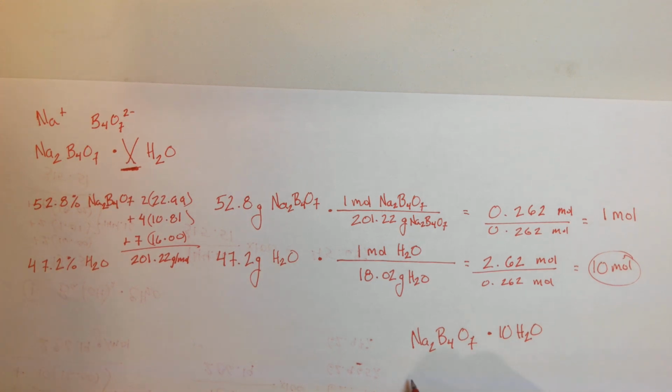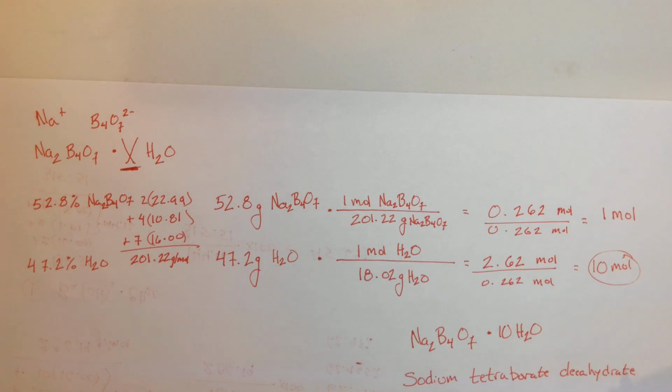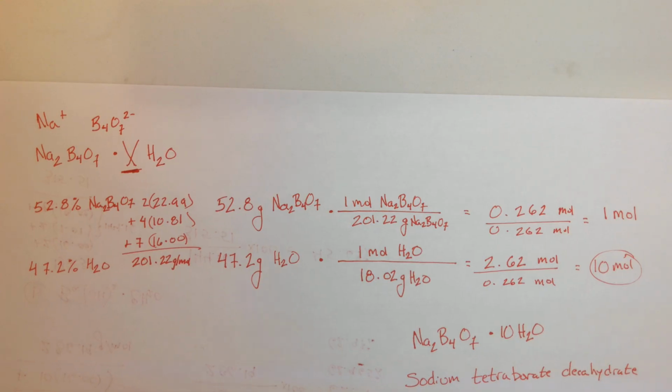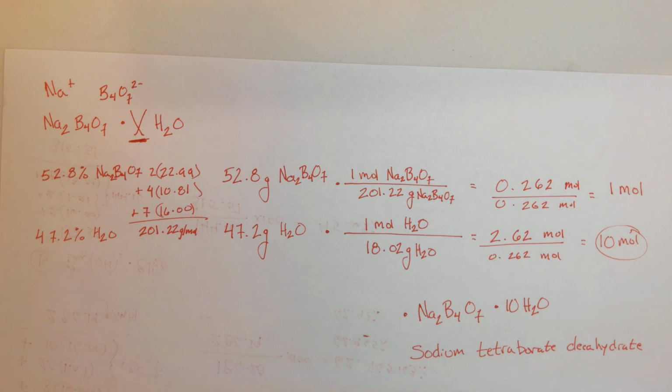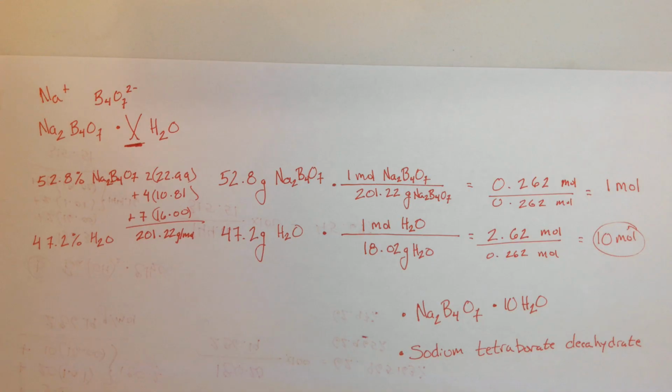We would name this sodium tetraborate decahydrate. Great. Well, let's look at the question again because we've done a whole bunch of steps. Let's make sure we've done everything. It asks us to determine the formula and name the hydrate. Have we determined the formula? Yes, right here. Perfect. Have we named the hydrate? Yes, right here. Perfect. All right, that's our answer.